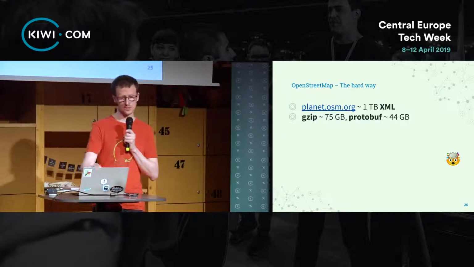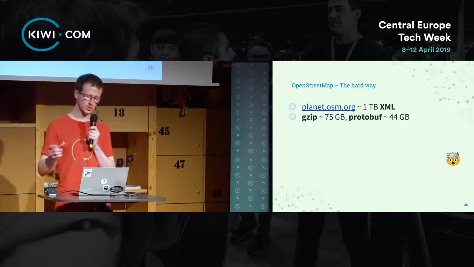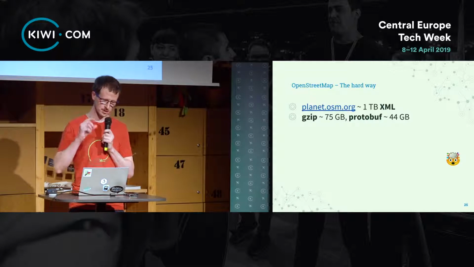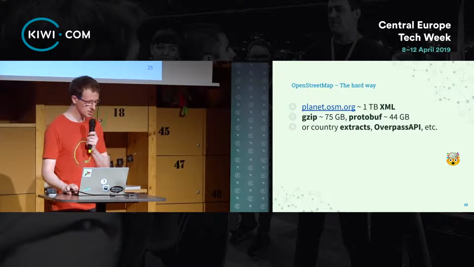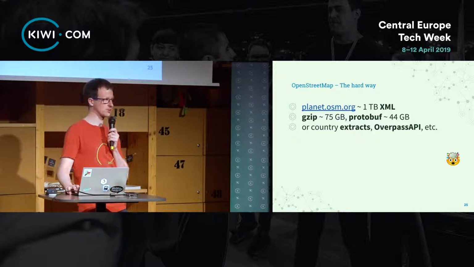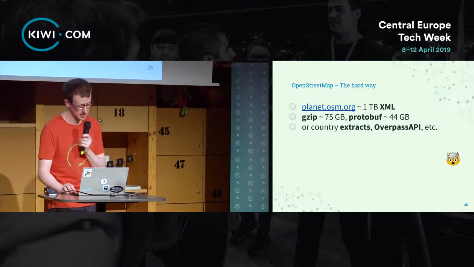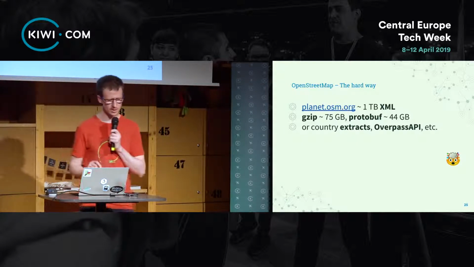And also in the protobuf format, which is the very same format which is used for Mapbox tiles, but it has some different schema. You can also find country extracts, so if you just want to render Czech Republic or any other country, you can find it. You can find extracts for cities, but I think they are not working right now.